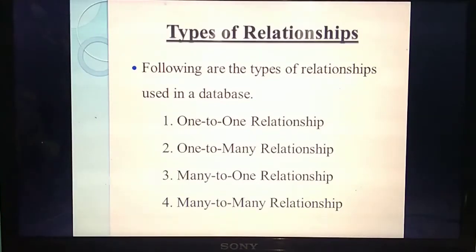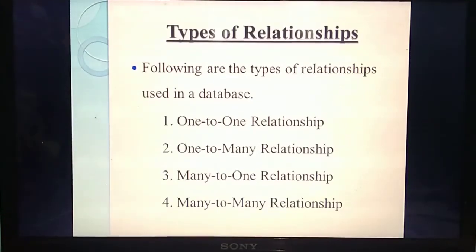One-to-one. Second one is one-to-many. Third one is many-to-one. Fourth one is many-to-many. So from the name itself we can identify. Okay, first one is which one? One-to-one. Second one is one-to-many. Third one is many-to-one. Fourth one is many-to-many.